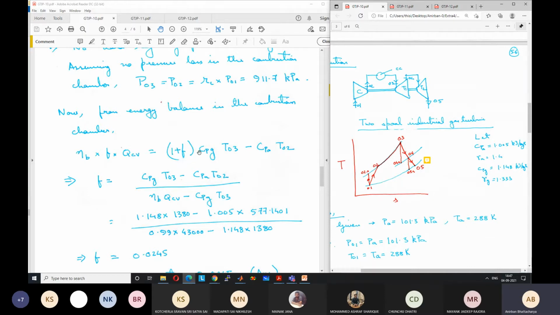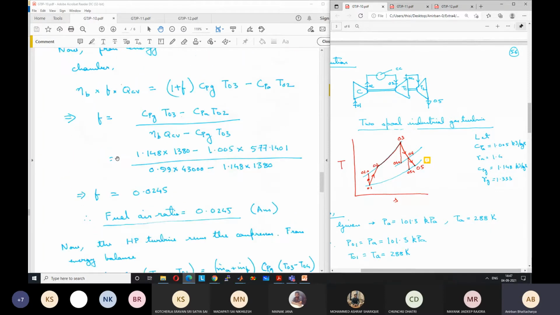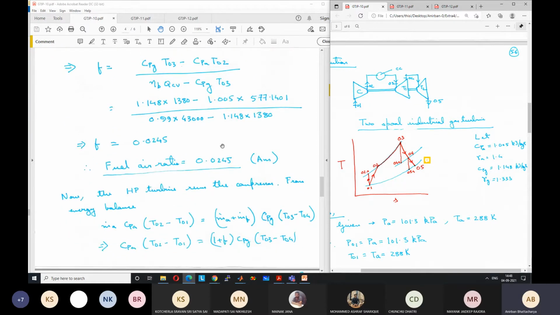This is equal to the energy gained by the gases. The mass flow rate of gases at the exit is 1 plus F per unit mass flow rate of air, multiplied by CPG T03, which is the enthalpy at the exit per unit mass, giving the total enthalpy at the exit of the combustion chamber. At the inlet of the combustion chamber, the enthalpy is mass flow rate 1 into CPA into T02. Using this, we found F to be equal to 0.0245. The fuel air ratio is 0.0245, which we have already discussed.